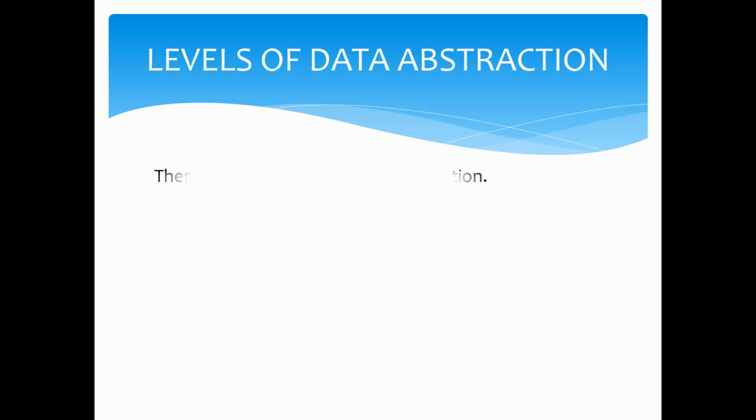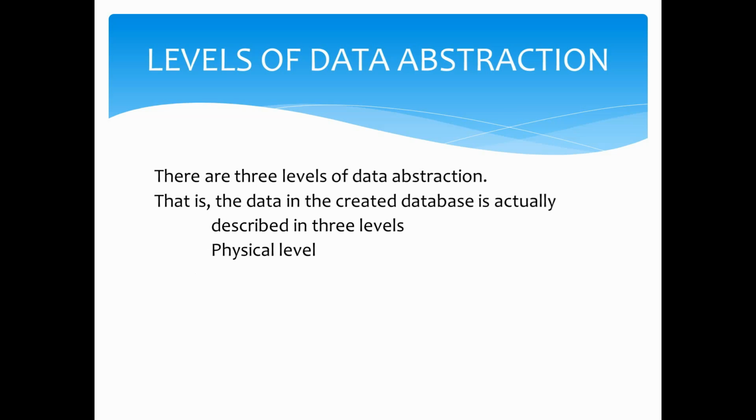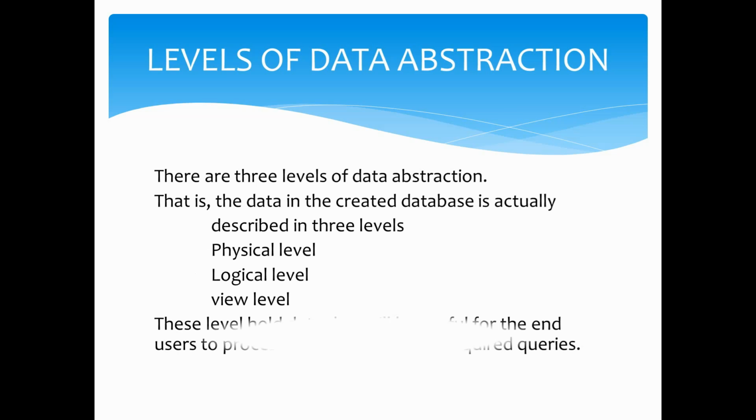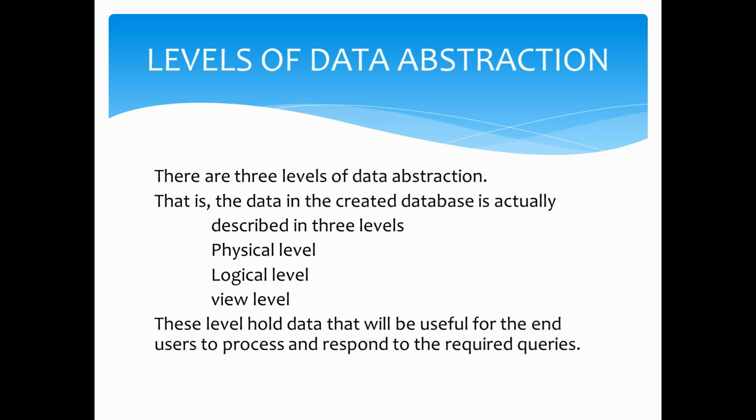So now we'll look upon the data abstraction. There are three levels of data abstraction. That is, number one is the physical level, number two is the logical level, and number three is the view level. So we'll see one by one what all these are. All these three levels will lead to the abstraction of data from the user. Now we'll see what is the physical level.